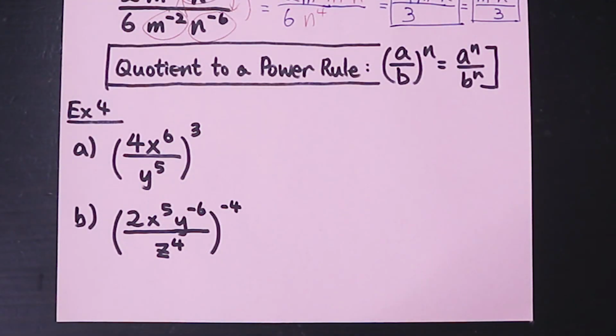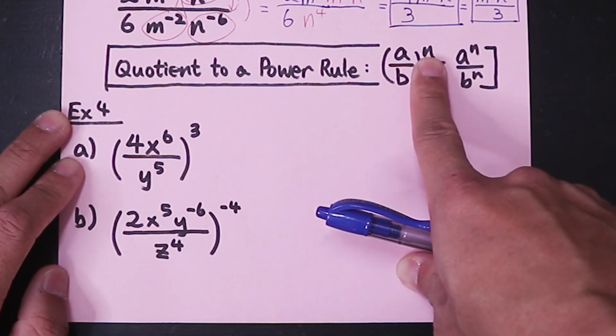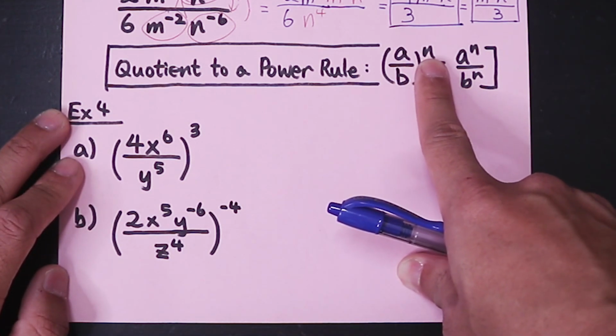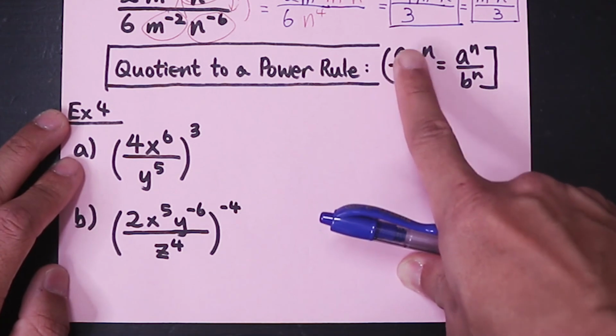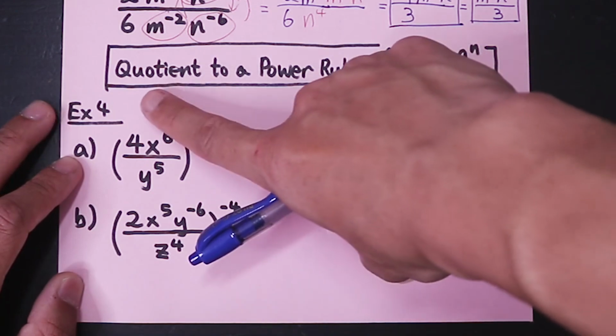Finally, we're in the last rule, which is the quotient to a power rule. If you have a fraction that is raised to a power, all you have to do is distribute that power to all the exponents on the numerator and all the exponents on the denominator. Okay, so let's take a look at example 4a.